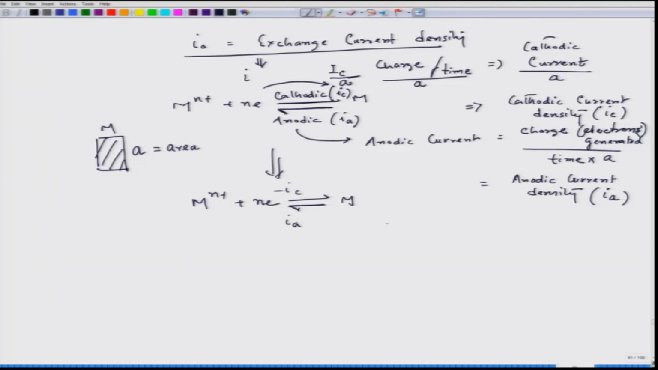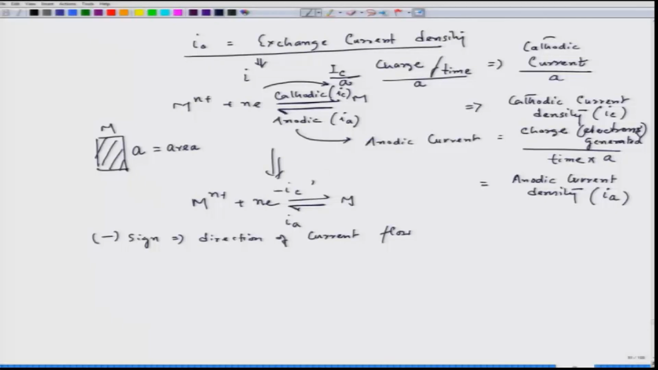This minus sign indicates direction only, the direction of current flow. It does not tell that the current density is actually negative. The magnitude is positive, but negative means it is flowing opposite to the anodic current. Whichever you take to be positive, the other one should be negative. We will take I_A as a positive current, and I_C as a negative current, flowing opposite to the anodic current.